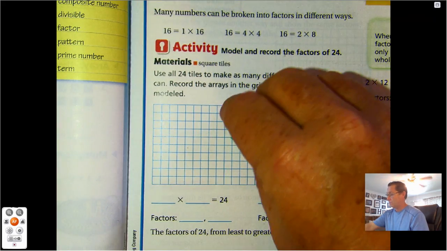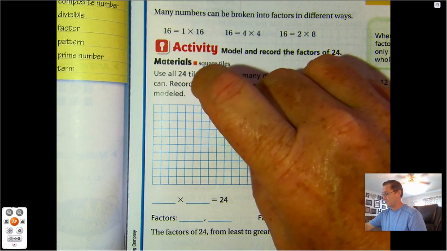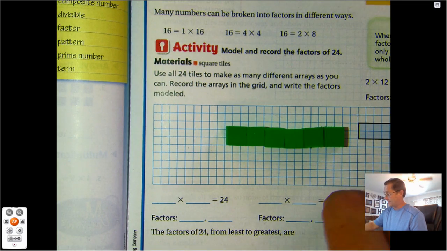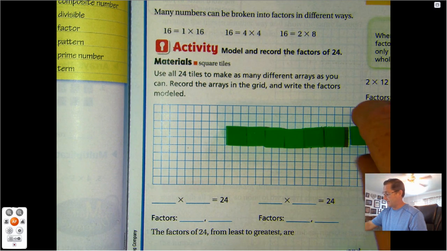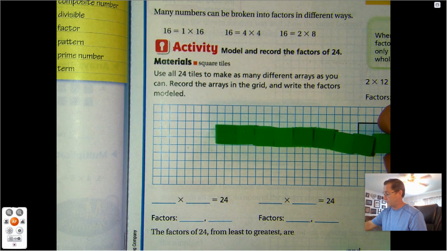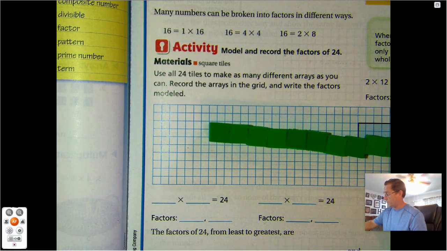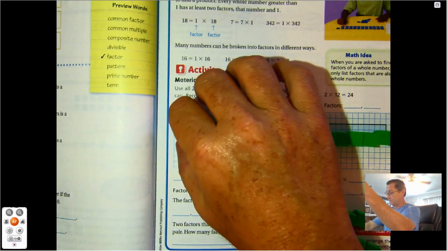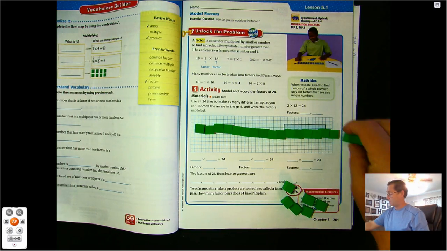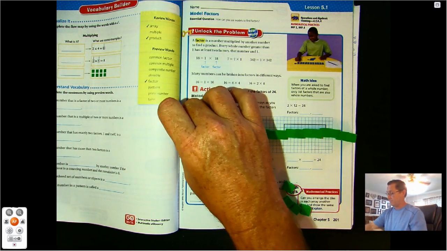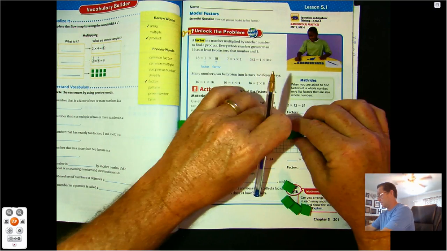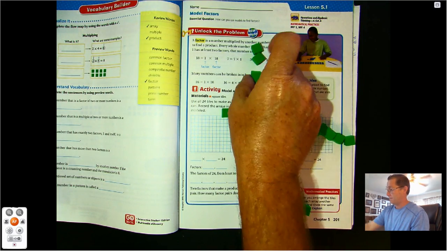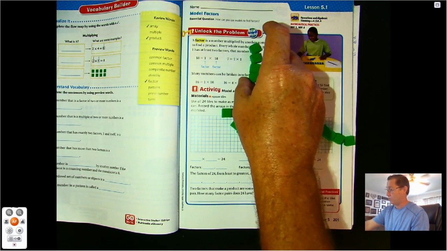Well, we know from the directions, the first explanation, that every number greater than 1 has at least two factors. So I can separate 24 into just one long row of 24. And let me zoom out so you can see that. Okay, so I'm just going to make one long row of 24. And actually it's longer than my book, so maybe we should go tall. It doesn't matter which way we go. We could have 24 rows of 1 or one row of 24.